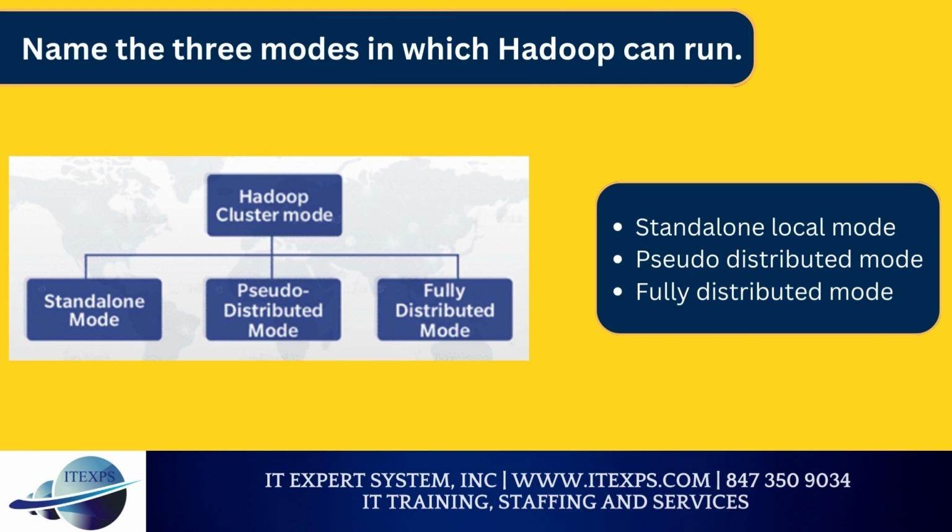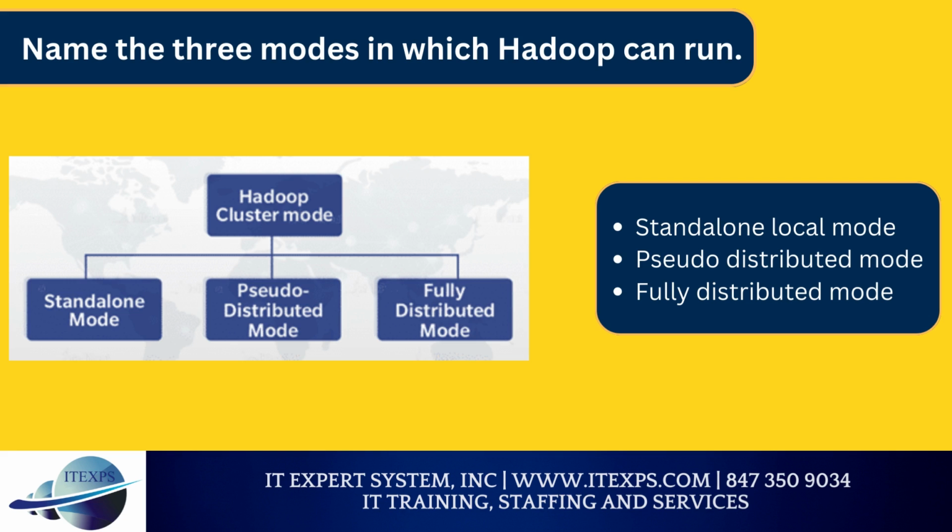Name the three modes in which Hadoop can run. The three modes in which Hadoop can run are as follows. Standalone local mode: this is the default mode if we do not configure anything. In this mode, all the components of Hadoop, such as NameNode, DataNode, Resource Manager, and Node Manager, run as a single Java process. This uses the local file system.